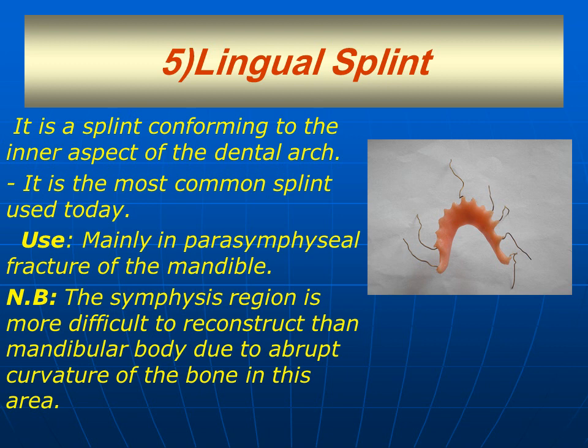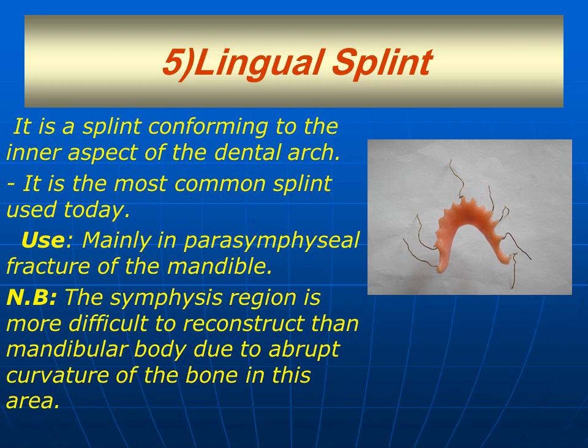Another type of splint which is very common is called lingual splint. Lingual splint is an acrylic part with wires connected to it to be wired around the teeth. The acrylic part is only from the lingual side, so it is used only when I have minimal displacement. I can't use it in case of severe displacement. It is a splint conforming to the inner aspect of the dental arch.